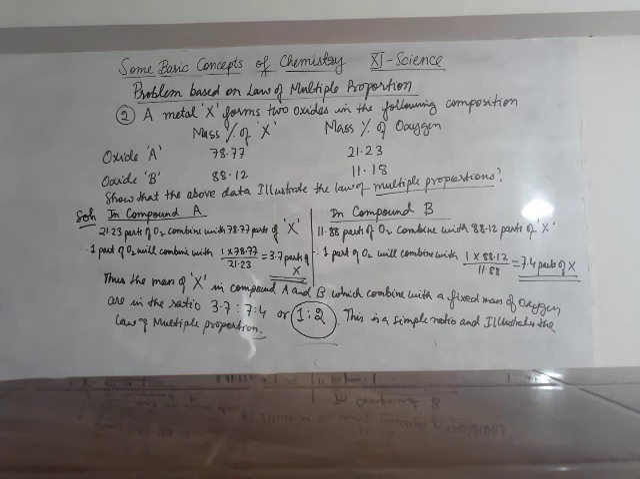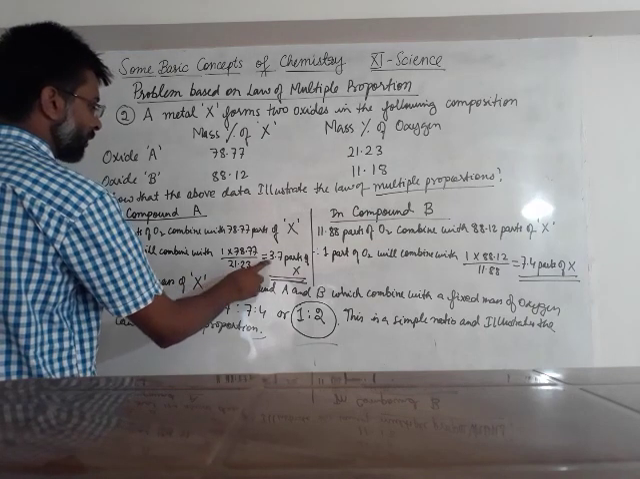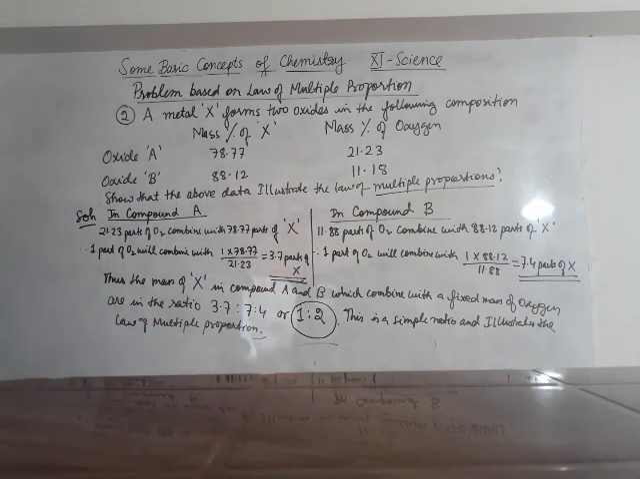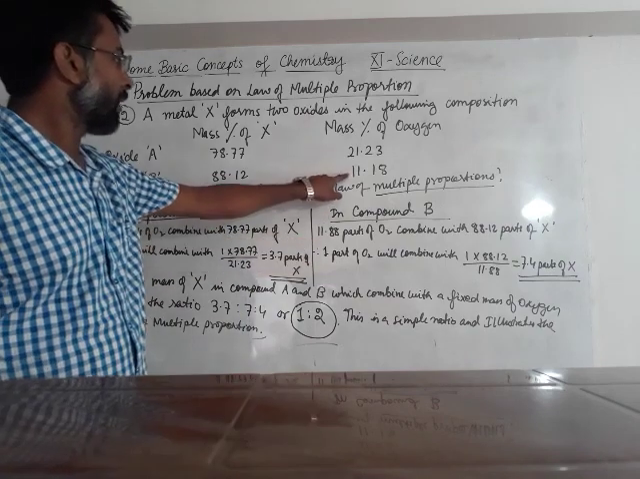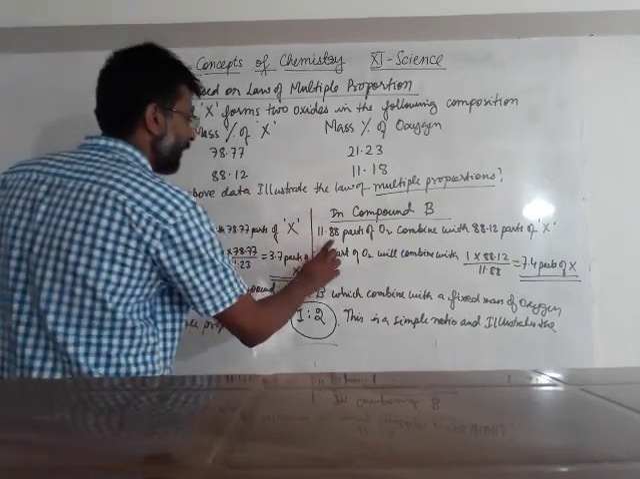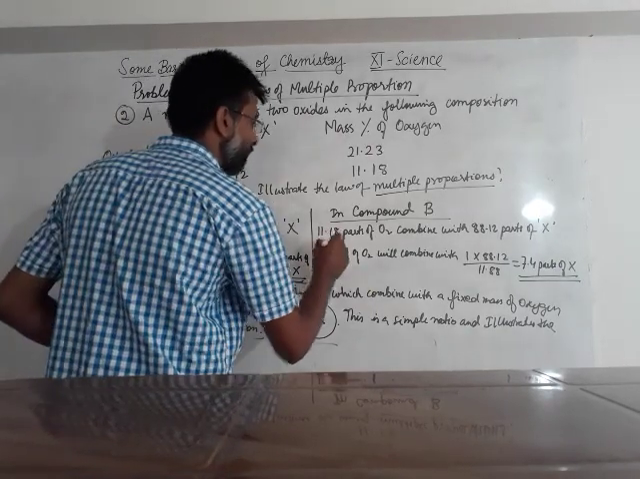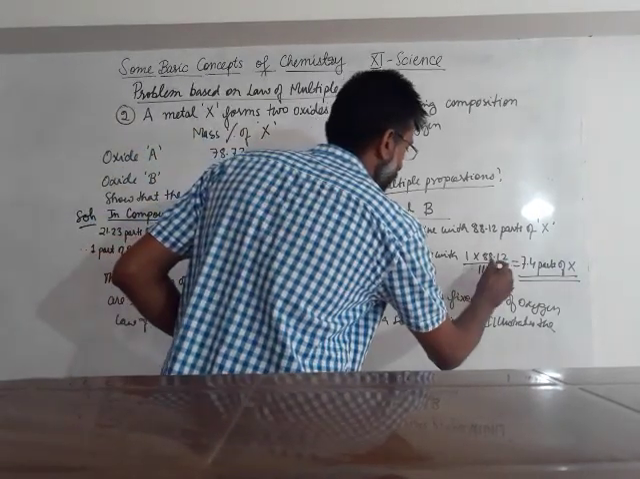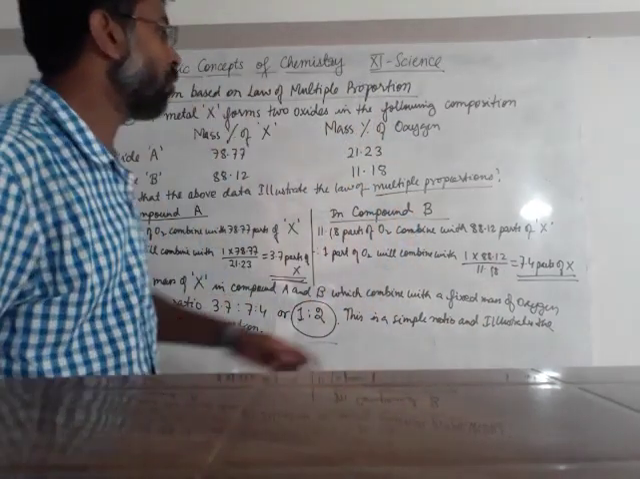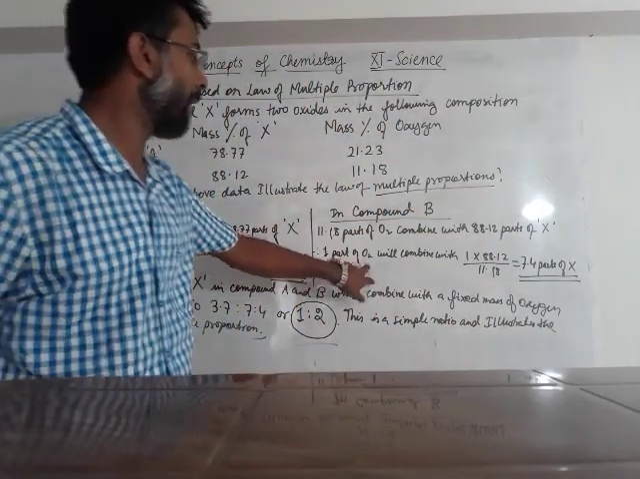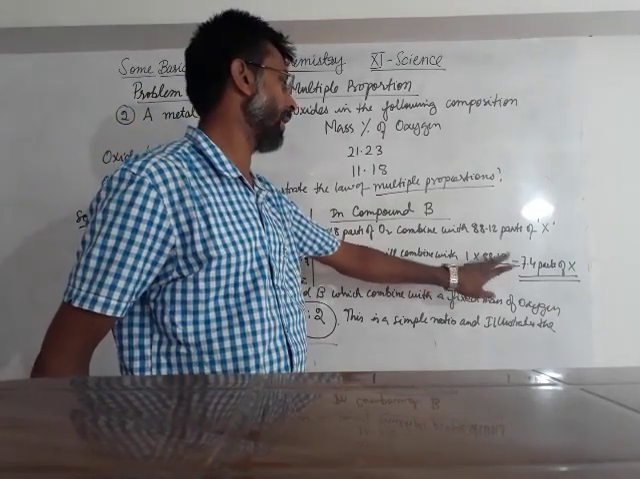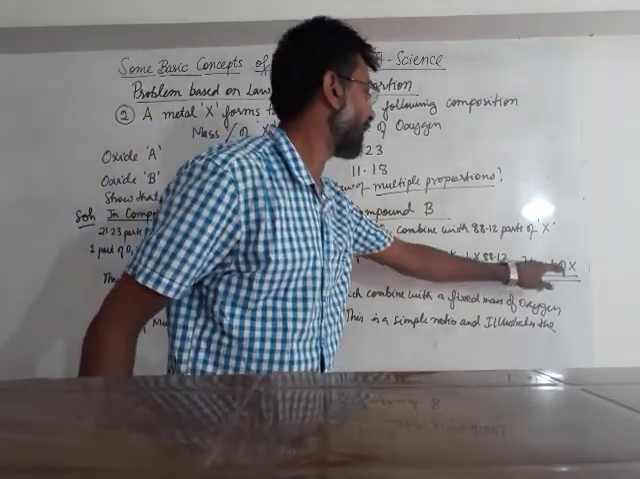So in compound A, by using the above data, 21.23 parts of oxygen combined with 78.77 parts of X. Therefore, one part of oxygen will combine with 1 into 78.77 divided by 21.23, that is coming 3.7 parts of X. And the other side, 11.88 parts of oxygen combined with 88.12 parts of X. Therefore, one part of oxygen will combine with 1 into 88.12 divided by 11.88. So that will come to 7.4 parts of X.